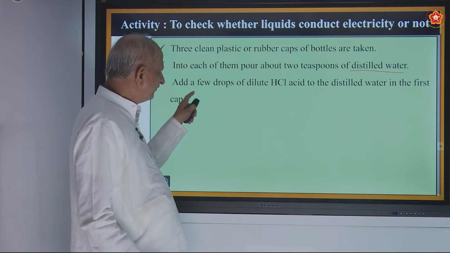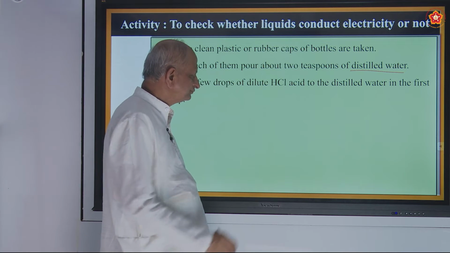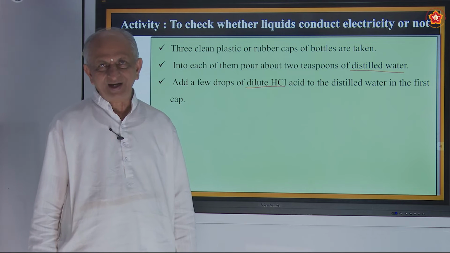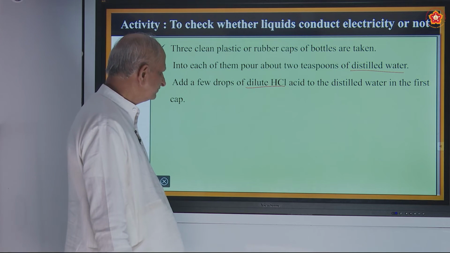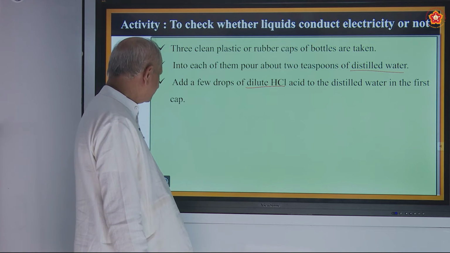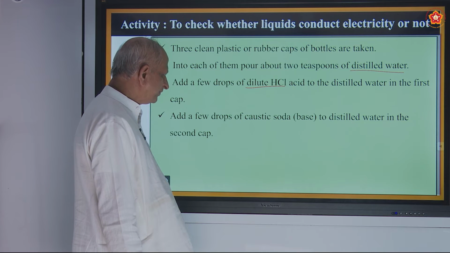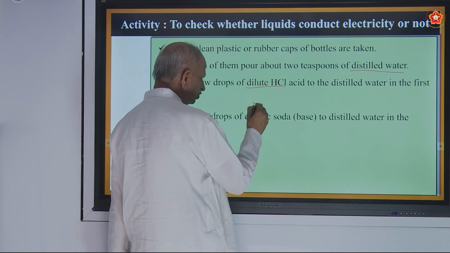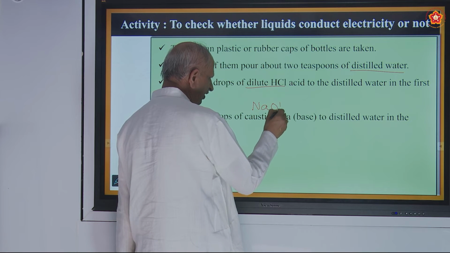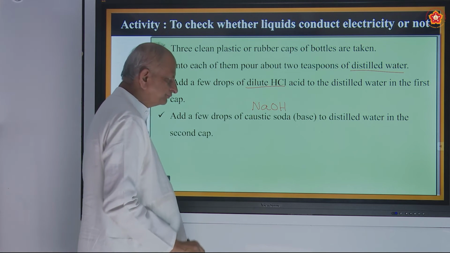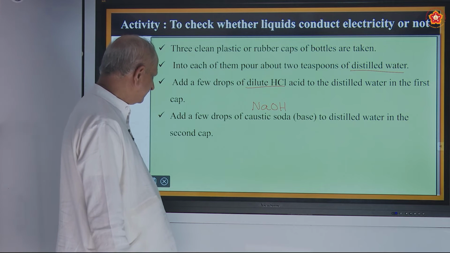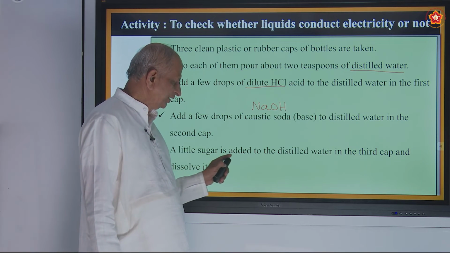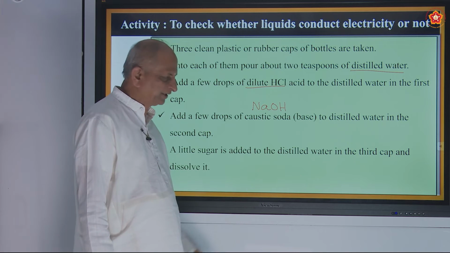Add a few drops of dilute HCl. What is HCl? Hydrochloric acid, correct? Add it to the distilled water in the first cap. Add a few drops of caustic soda to the second cap. What is caustic soda? Sodium hydroxide is called a base. In the third cap, a little sugar is added to the distilled water.